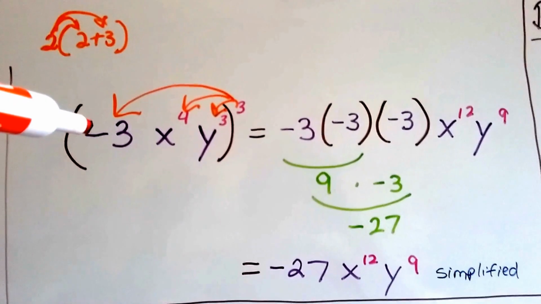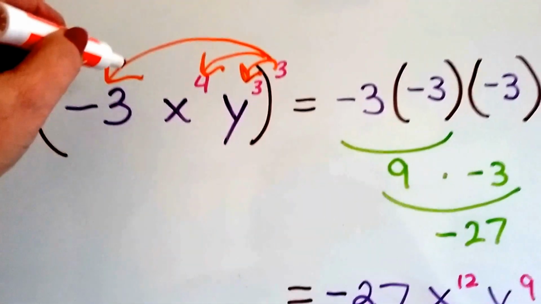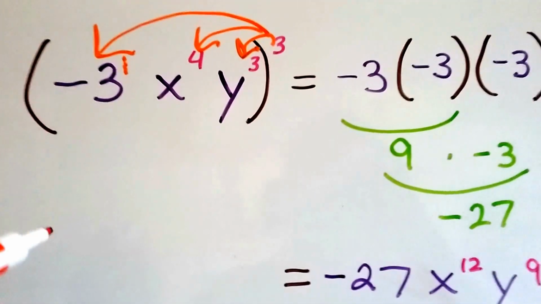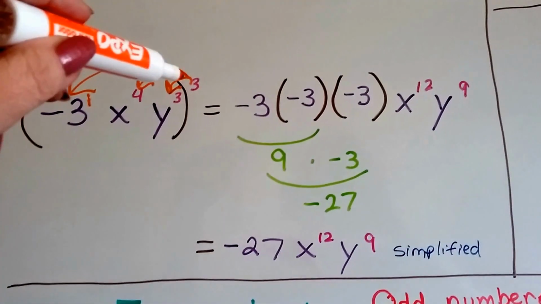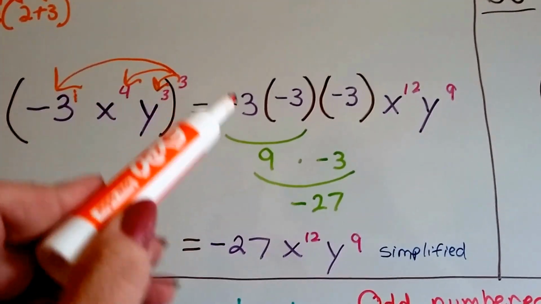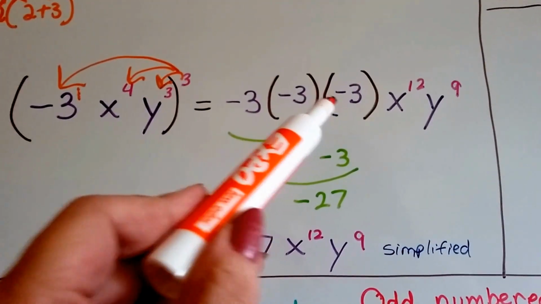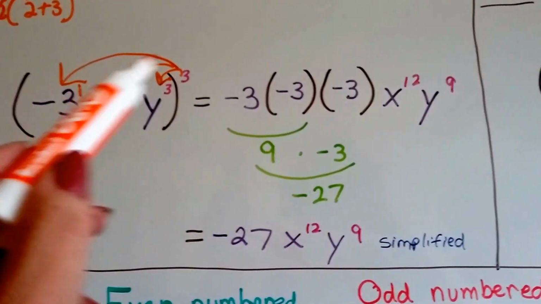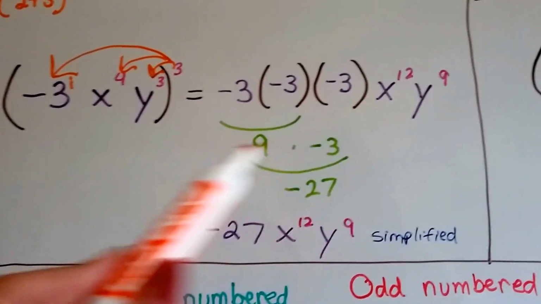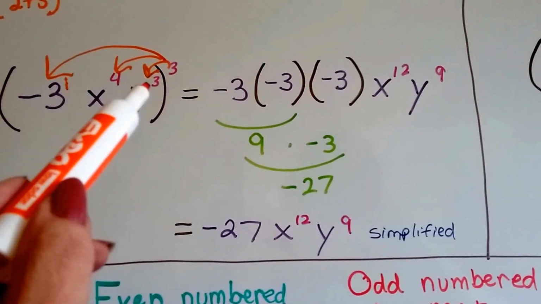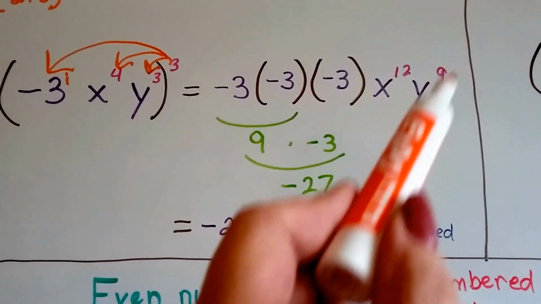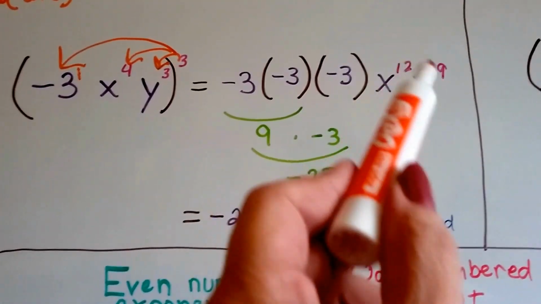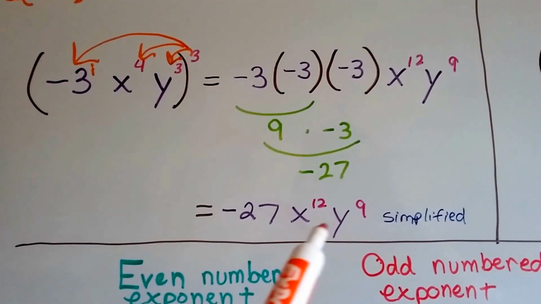So if we have a -3, and imagine it's like to a little first power here, what's -3 to the third power? It would be -3 times -3 times -3, wouldn't it? And this x to the fourth power becomes x to the 12th. 4 times 3 is 12. And then the y to the third power times 3 becomes y to the 9th. And because we don't know what their value is, to simplify it, we just drop them down.